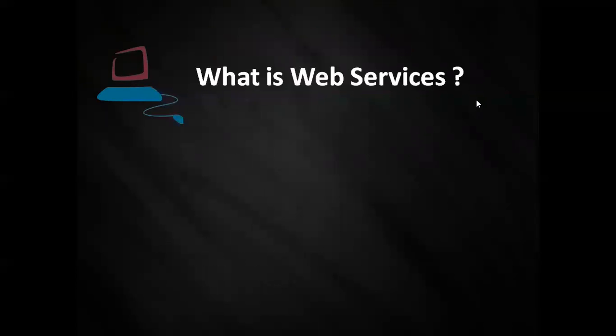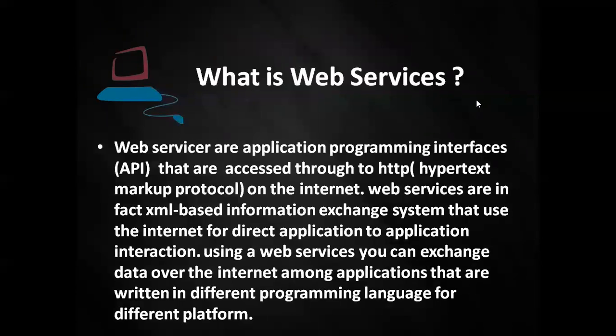What is web services? Here the technical details of web services are given as per your textbook. Web services are an application program interface, okay, its short form is API. API full form is application programming interface that is accessed through HTTP on the internet. Web services are in fact an XML based information exchange system that uses the internet for direct application to application interaction. Using web services, you can exchange data over the internet among applications that are written in different programming languages for different platforms.